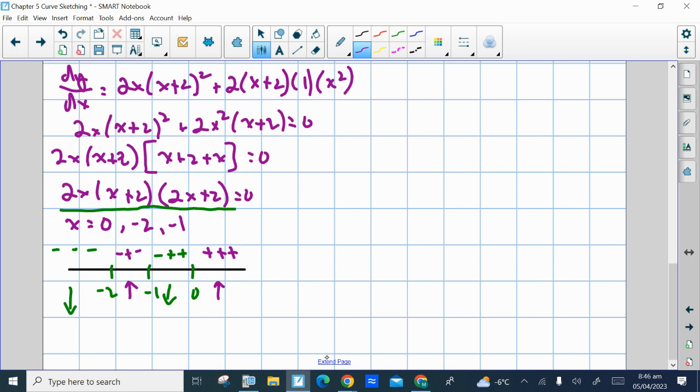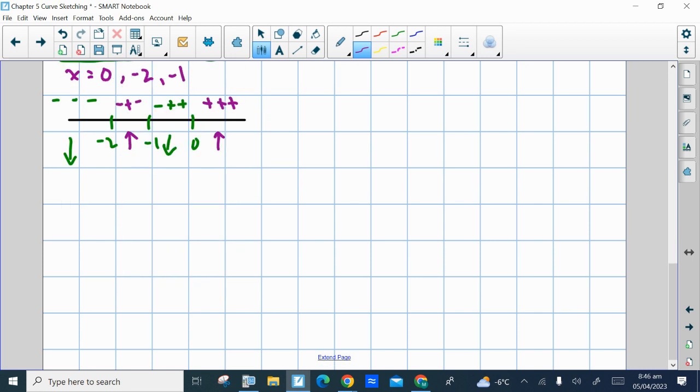Which tells us that we have a minimum at f at -2. We have a maximum at f at -1. Another minimum at f at 0.